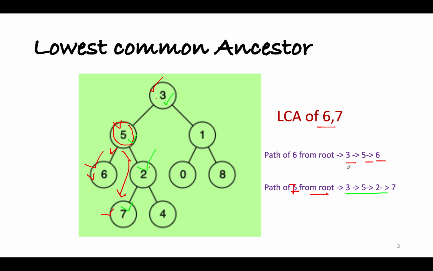Lowest common ancestor will be the farthest node that is common in both the lists. For example, 3 and 5 both are common in these two paths. We will consider the node which is farthest from the root, the one that is towards the end of the list. So we get the answer as 5. 5 becomes the lowest common ancestor of 6 and 7.